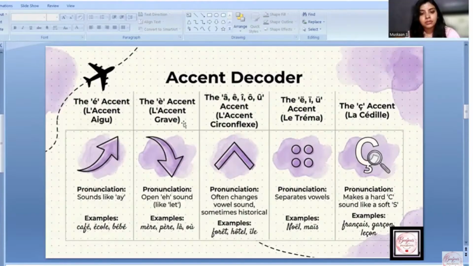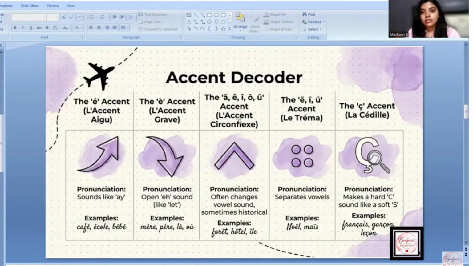And how do we pronounce this? Like "eh", as in "let". You can remember it like that. Now, examples here are mère, père, là, où. In all of these, we have used l'accent grave.